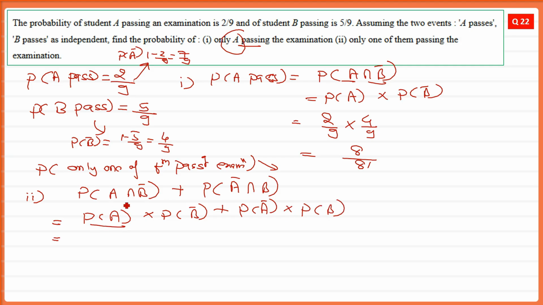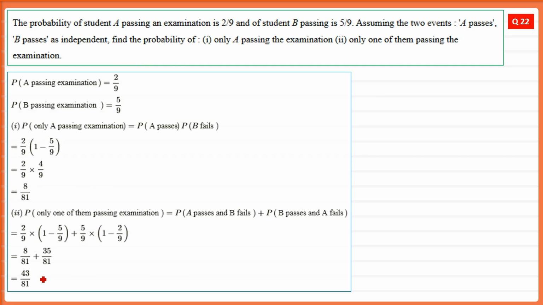So P(A) is already given in the question, which is 2 by 9. P(B) is also given in the question. Let's write it here first. It's 5 by 9. P(B bar) we have computed as 4 by 9. And P(A bar) is 7 by 9. So when you write this, you're going to get what? So this will be 43 divided by 81. This is the way you are going to write.